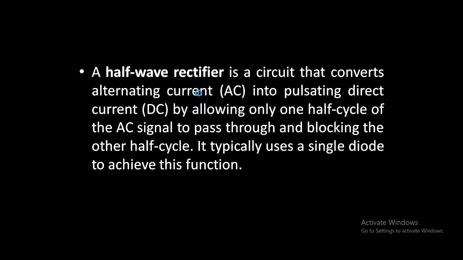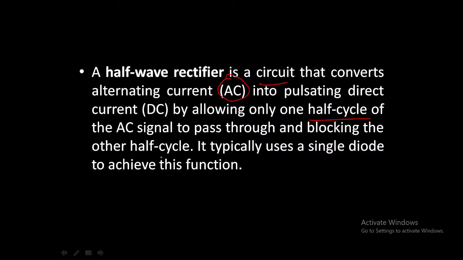A half-wave rectifier is a circuit that converts alternating current, AC, into pulsating DC current by allowing only one half cycle of the AC signal to pass through and blocking the other half cycle. It typically uses a single diode to achieve this function.